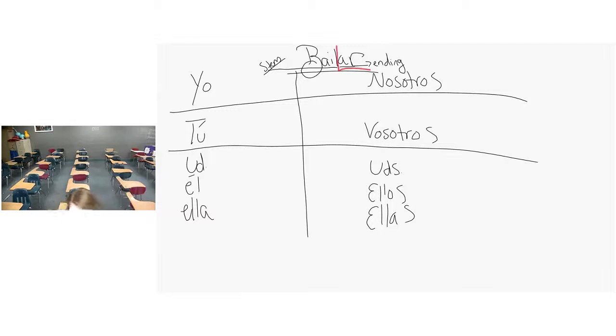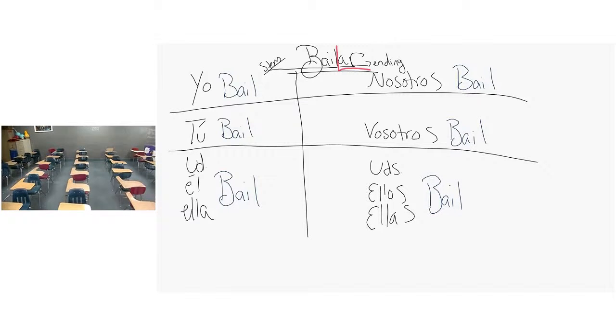I'm going to use some azul here to write my stem. The stem doesn't change. So I have bail for each one. What changes is the ending. So when I want to put my verb into different forms, I change them. I knock off the AR, and then I put new ones.